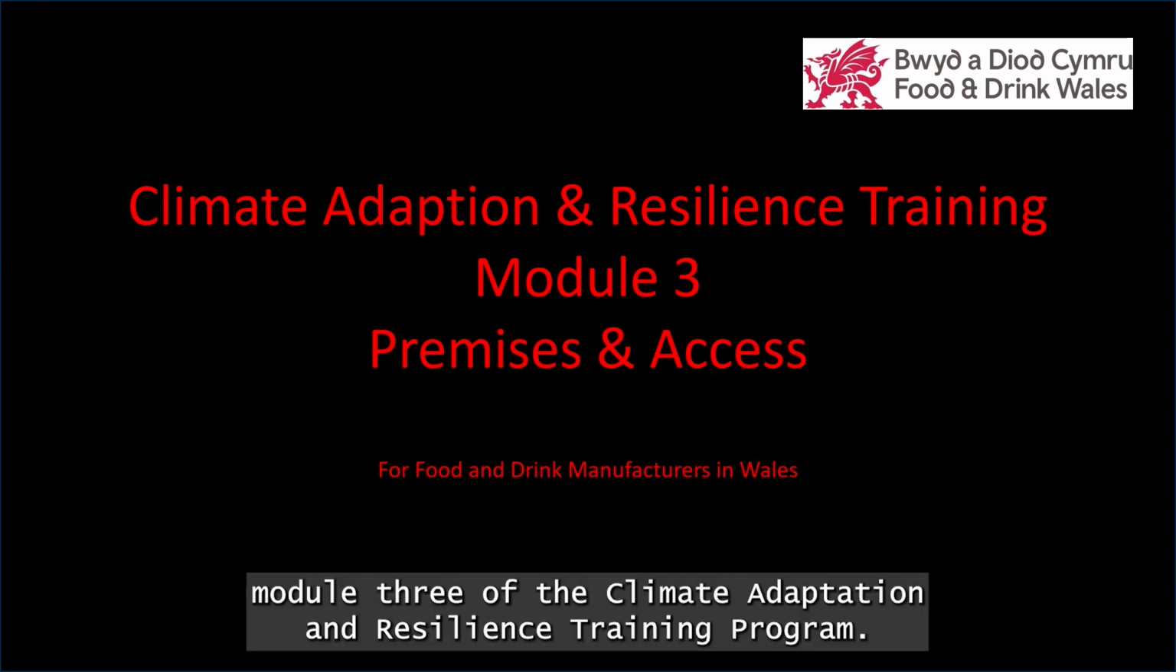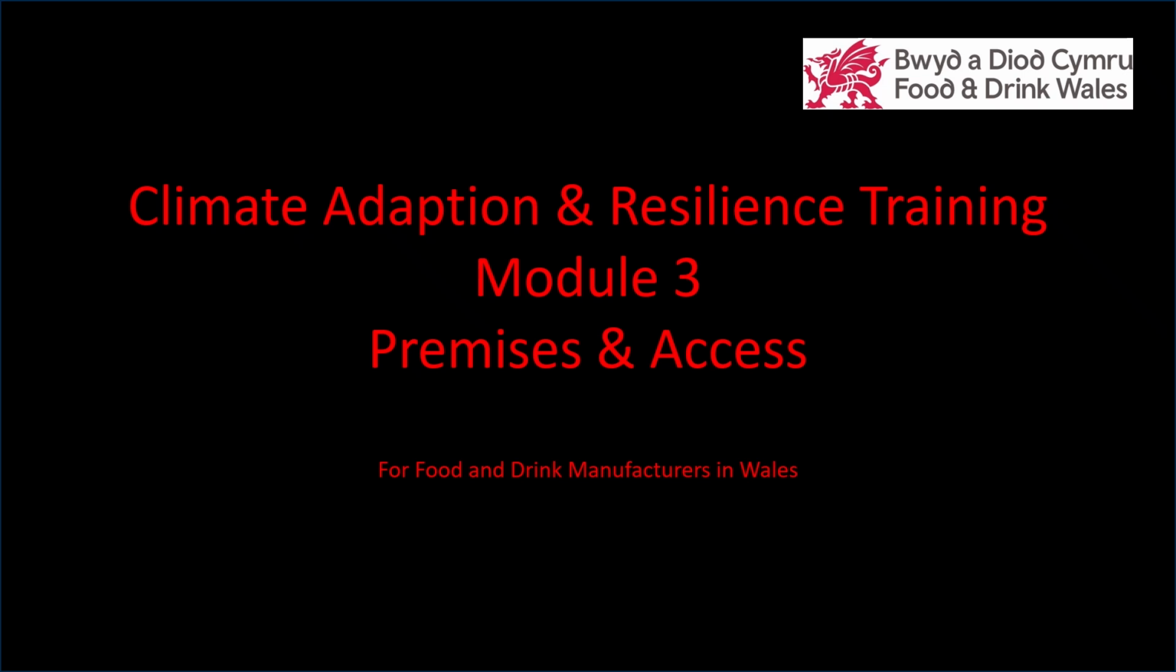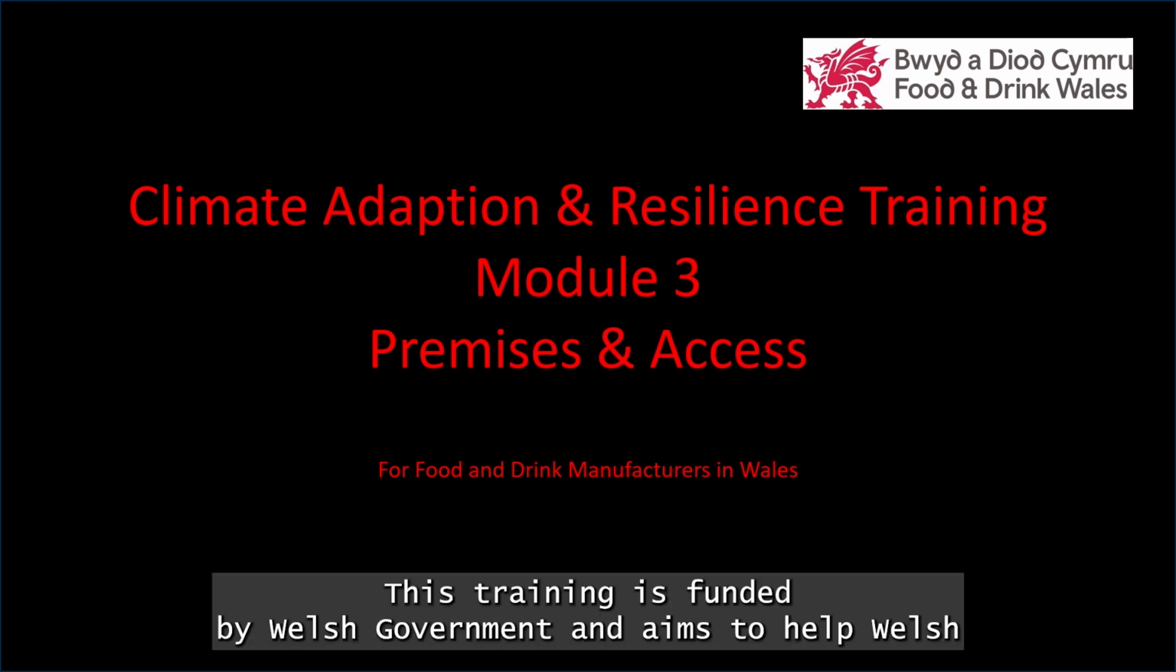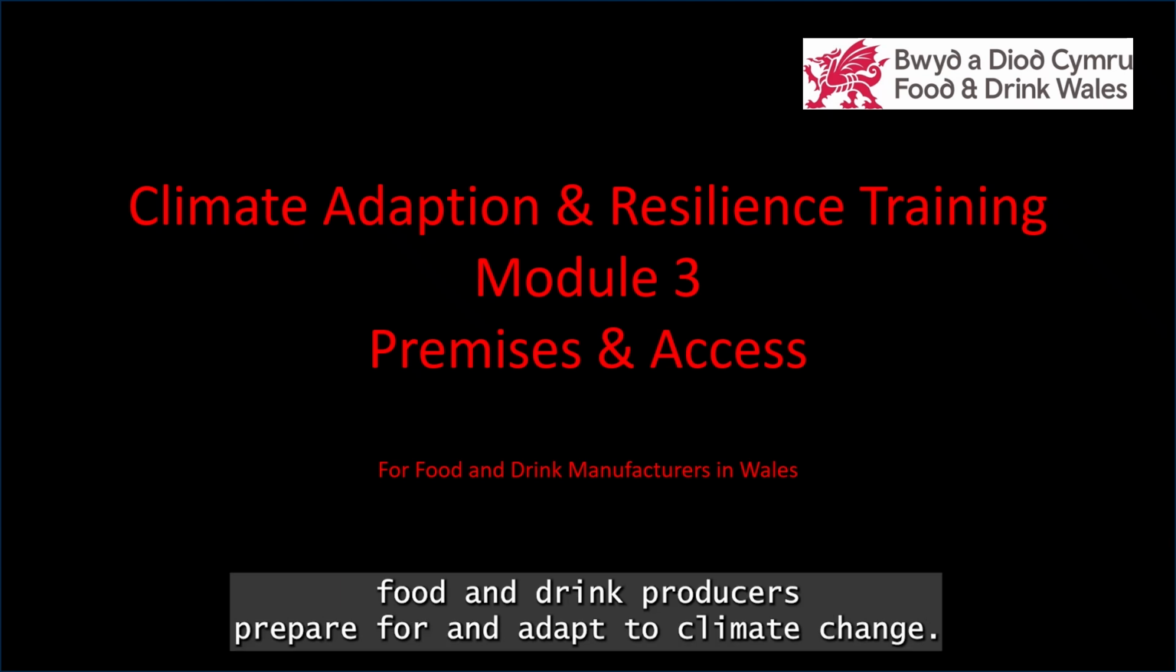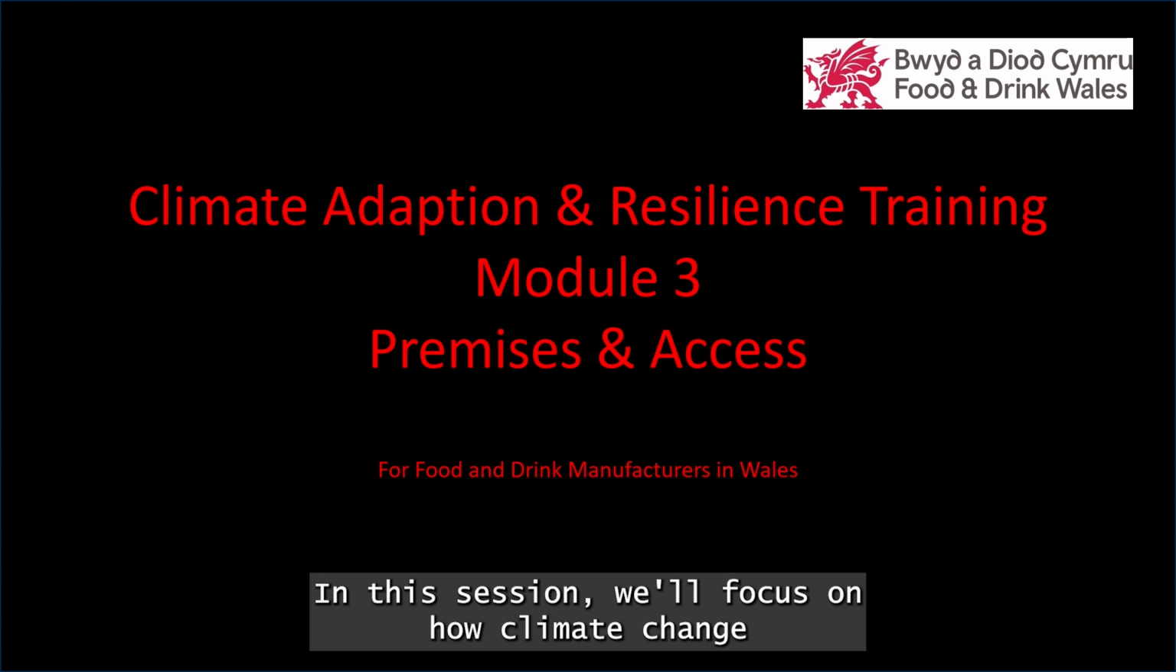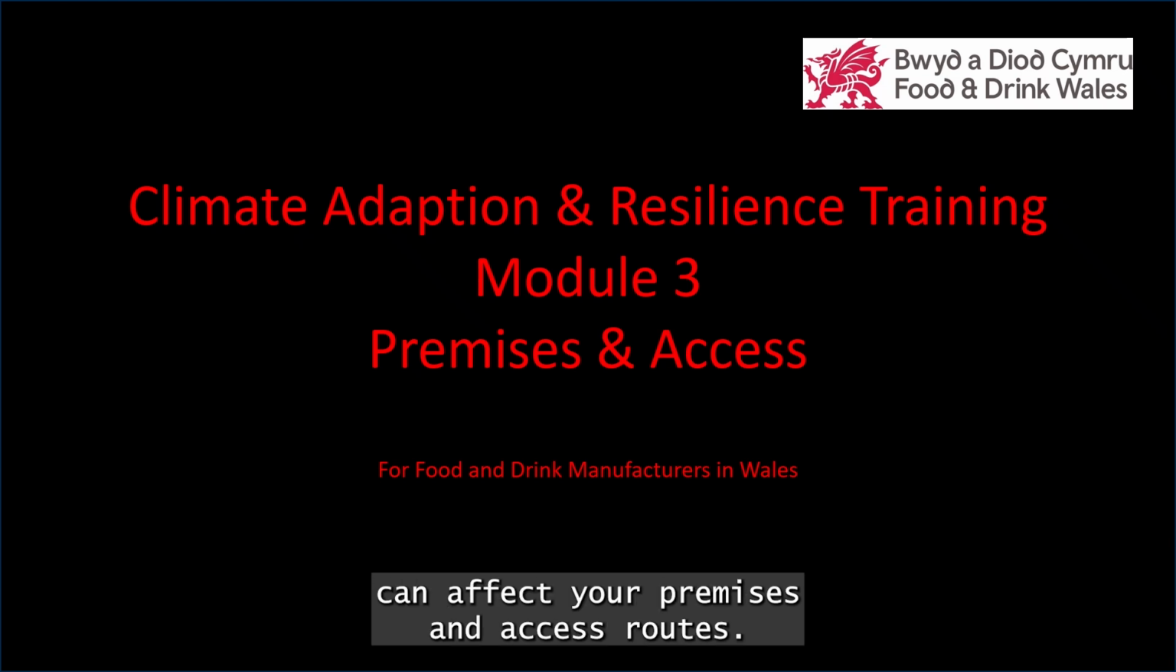Welcome to Module 3 of the Climate Adaptation and Resilience Training Programme. This training is funded by Welsh Government and aims to help Welsh food and drink producers prepare for and adapt to climate change. In this session, we'll focus on how climate change can affect your premises and access routes.